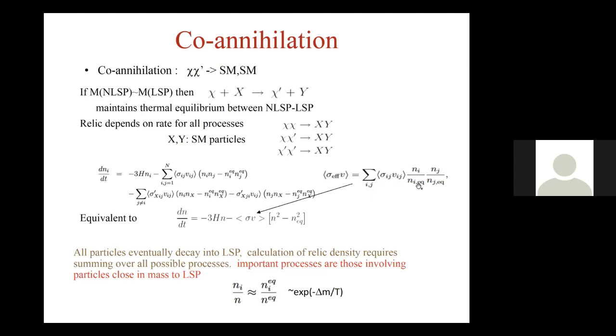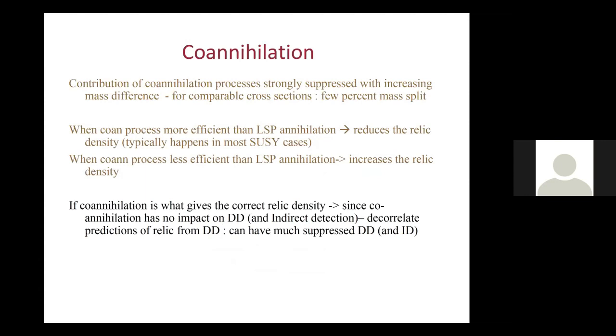And when you look more carefully, the ratio of the number density to the total number density is actually proportional to exponential minus delta m over T. So of course, if there's a large mass splitting, the contribution from possible co-annihilating particles is completely negligible. When there's a small mass splitting, you can have a contribution from many other processes. One important assumption is that all these new supersymmetric particles will eventually decay to the LSP. This is what justifies that when you calculate the relic density, you sum over all possible processes, although the only important ones are those involving particles that are close in mass to the LSP.